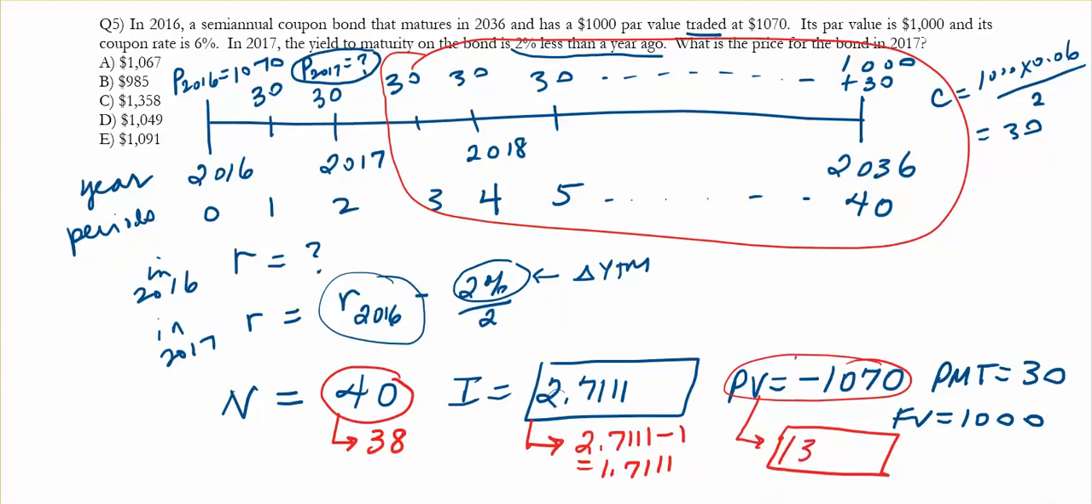And I get 1357.93, or rounding to 1358. And we see that is option C.